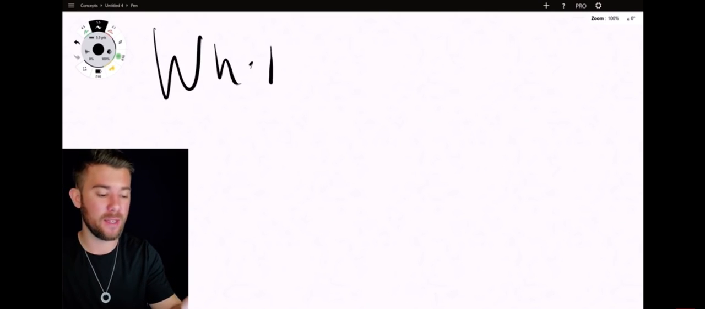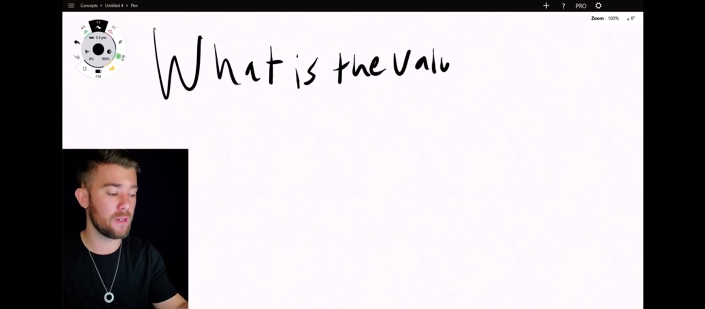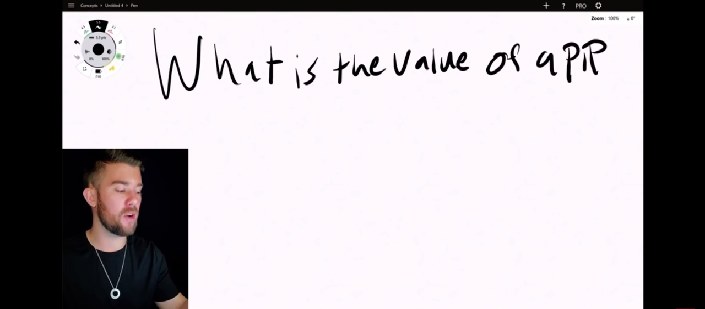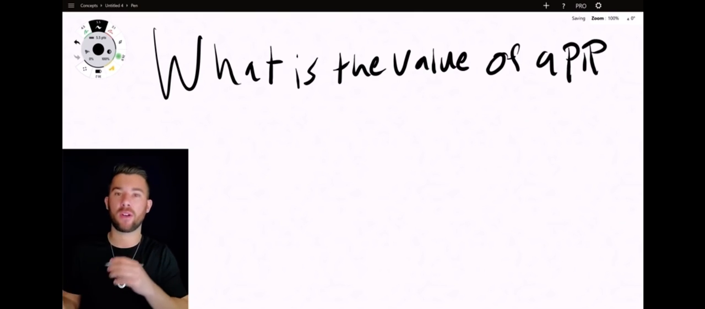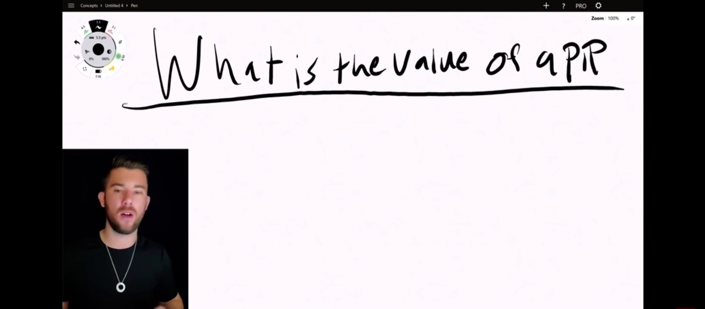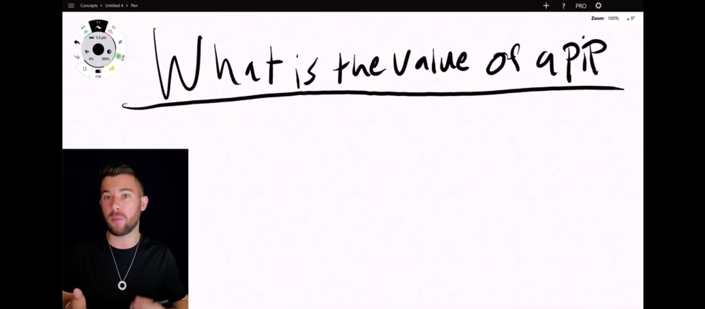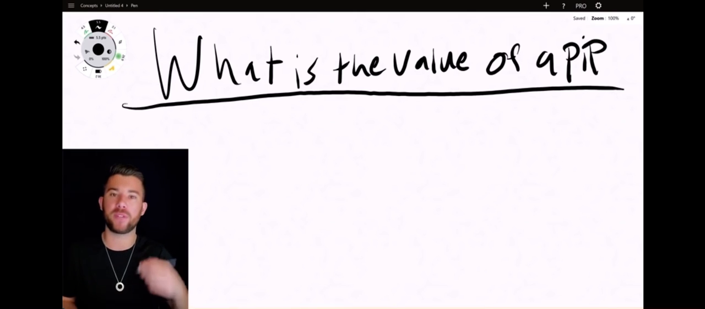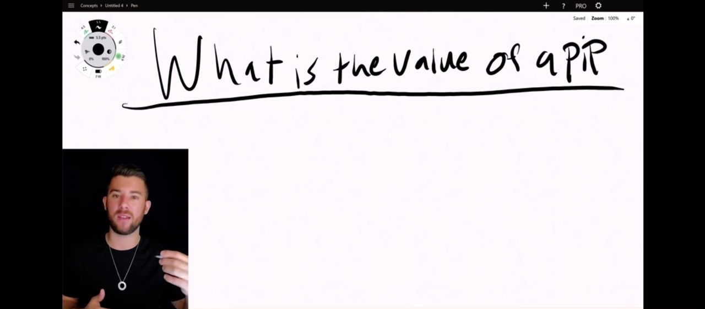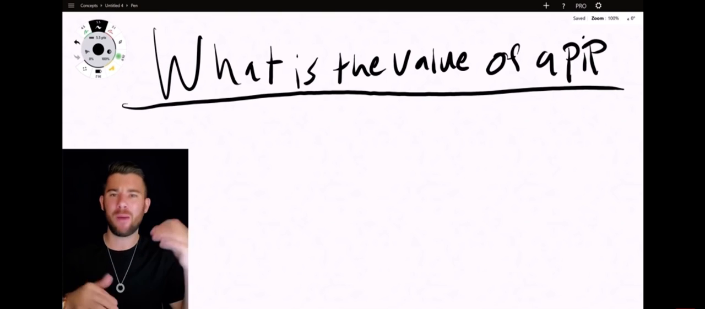What is the value of a pip? So we know what the foreign exchange market is, we know about currency pairs, and we know what a pip is, but what is the actual value of that pip to you in your trading? Because, well, you probably know this by now. If you buy and the market moves up in pips, then you're going to make money. If you sell and the market goes down in pips, you're going to lose money. But how do you calculate how much money that is?